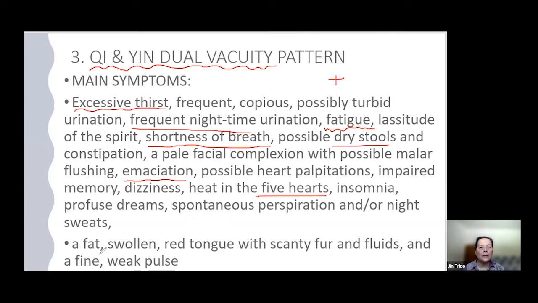The tongue body depends on whether it is more qi deficiency or more yin deficiency. More qi deficiency may cause the tongue body to be more swollen. More yin deficiency causes a red tongue without coating, or with a little bit of coating. And the pulse is always thin and weak. A rapid pulse indicates more severe yin deficiency.